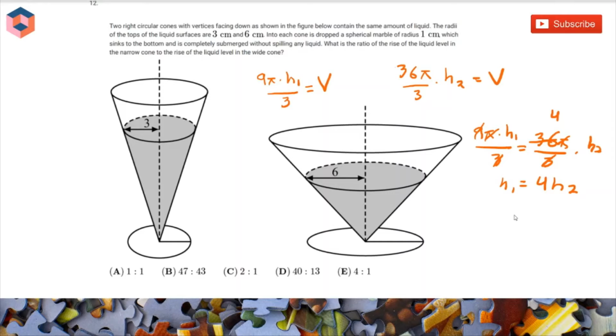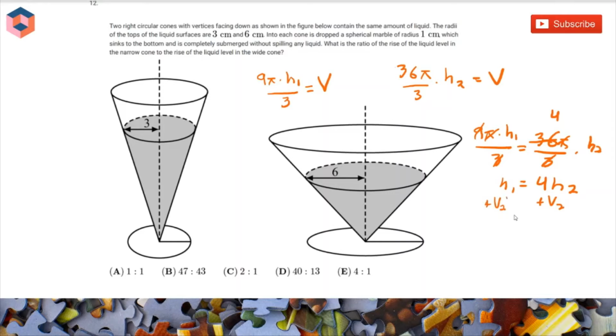Now, whatever we add, and this is enough for the test taking conditions, although you might want to prove it more rigorously outside of the test. Whenever we add the same amount of volume, we expect that the height of the cones should increase in the same ratio. So if we add this volume 2 to both of these, the height will increase proportionally, where h2, whatever it increases by, h1 will increase 4 times more.